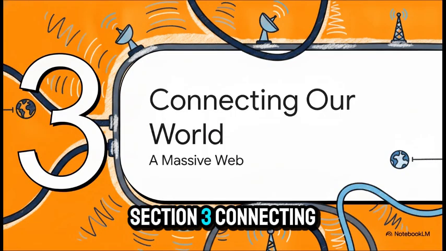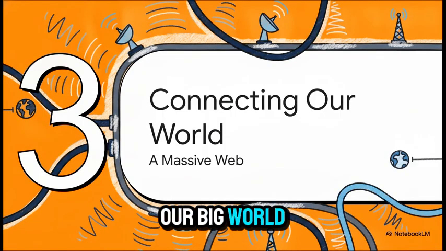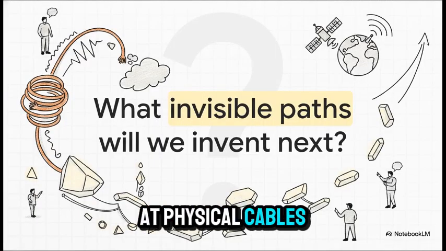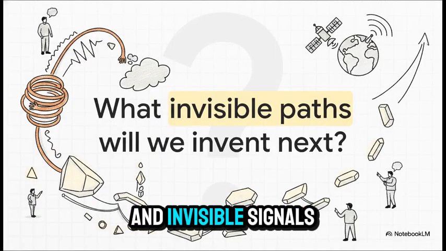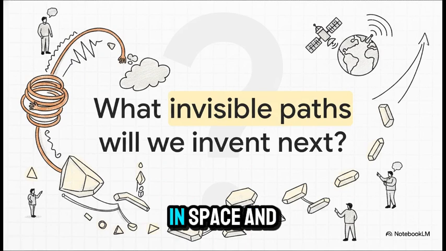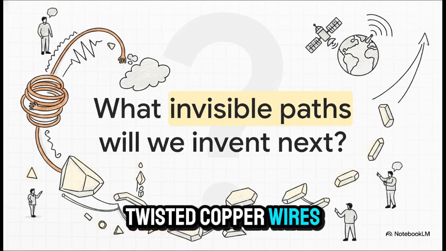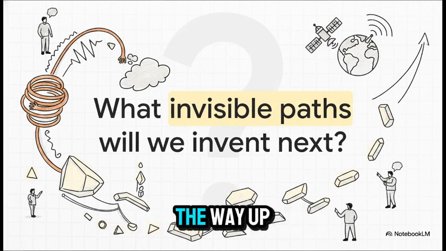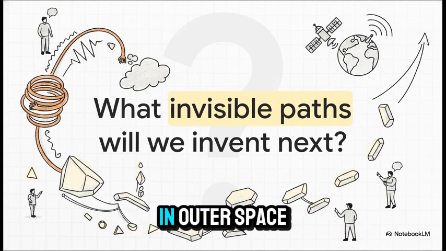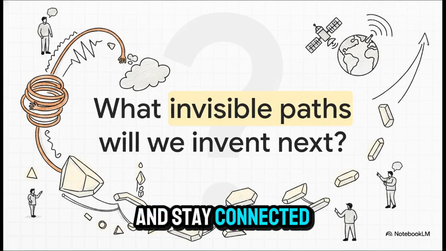Section 3. Connecting our big world. So we've looked at physical cables on the ground and invisible signals up in the air and even out in space. And you know what? They all work together as a massive team to create this giant web. We've traveled from twisted copper wires giving each other a hug all the way up to signals bouncing off satellites in outer space. It really shows just how clever human beings can be when we want to share information and stay connected with each other.